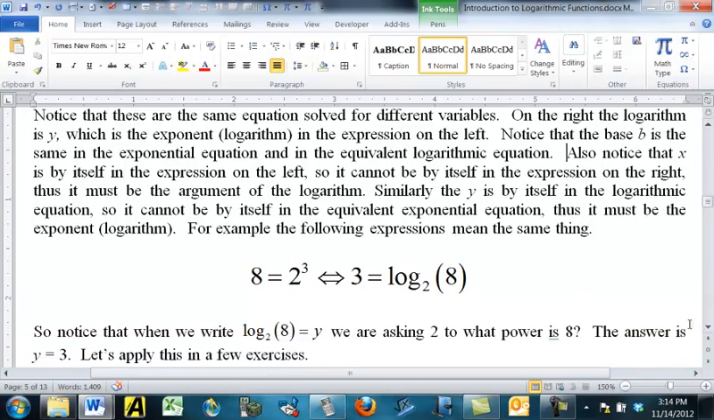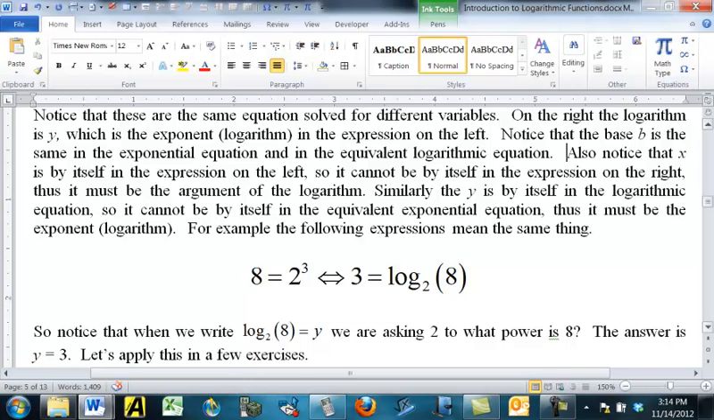So for example, if I say 8 equals 2 to the third power, that's the same thing as saying 3 equals log base 2 of 8. So when we write log base 2 of 8 is y, some unknown y, we're saying 2 to the y power is 8. We're asking, 2 to what power is 8? The answer is the power, the exponent, the logarithm. Well, in this case it's 3, of course.